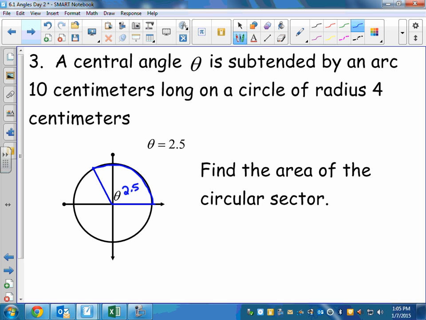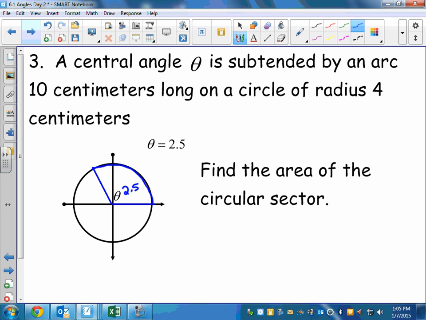Yeah, there's a couple ways we could say. 2.5 degrees definitely would not be this big, right? If you look at the circle. But also, there's no degree symbol. That's how you really know. There's no degree symbol, which tells you that that's in radians, 2.5 radians.